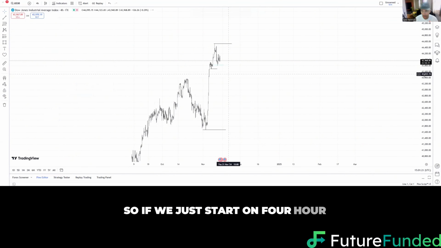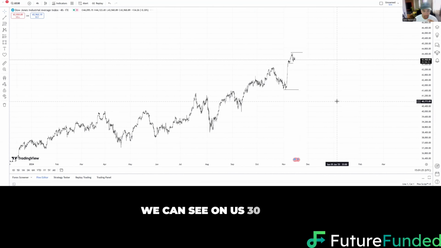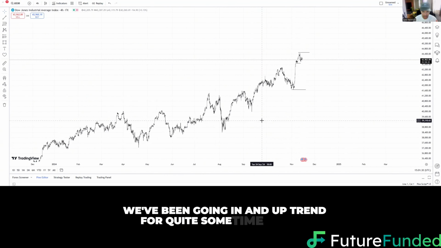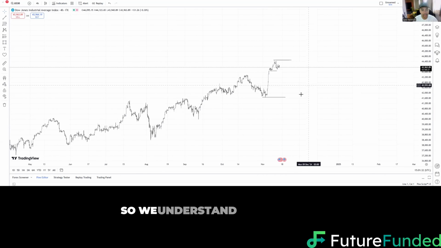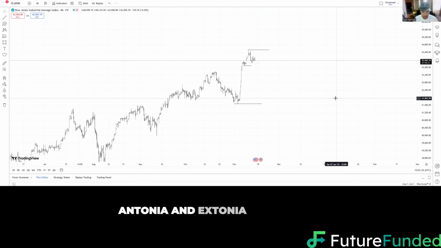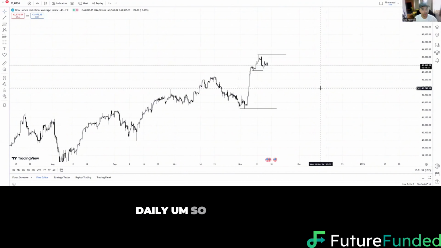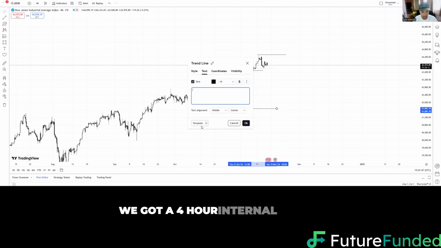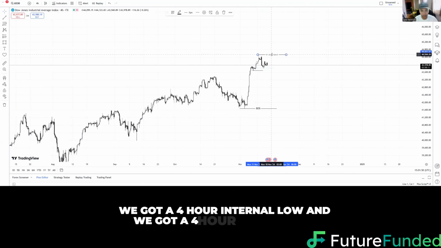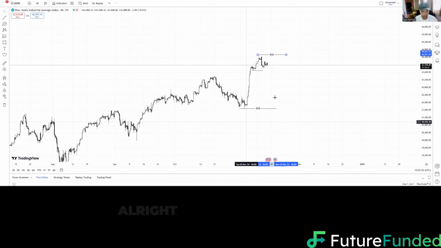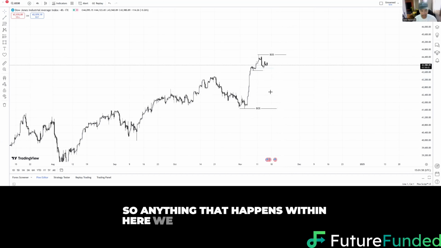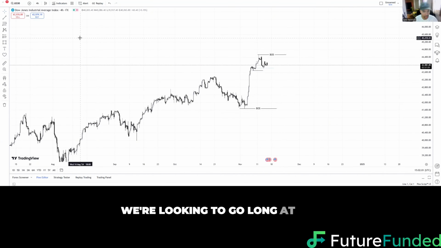So if we just start on the 4-hour time frame, we can see on US30 market structure is of course heavily bullish. We've been going in an uptrend for quite some time now. So we understand that most time frames, internally and externally, are going to be bullish, weekly, daily. So keeping that in mind, we really can just focus on the 4-hour time frame and below. As you can see here, we've got a 4-hour internal low and a 4-hour internal high. All right, so this is ultimately our range. Anything that happens within here, we can essentially say, okay, we're looking to go long at some point.